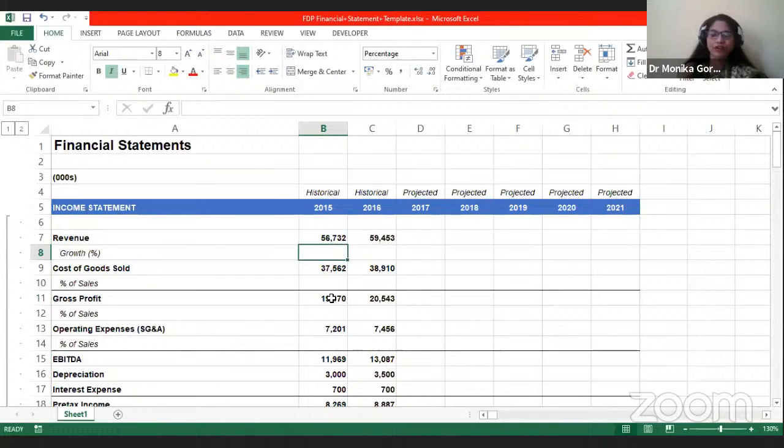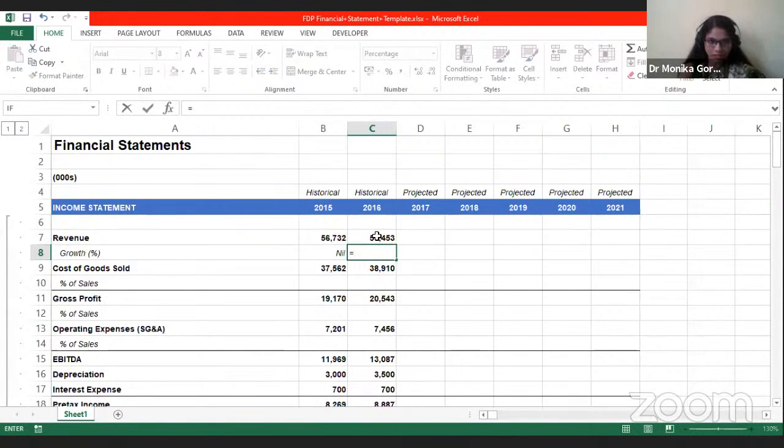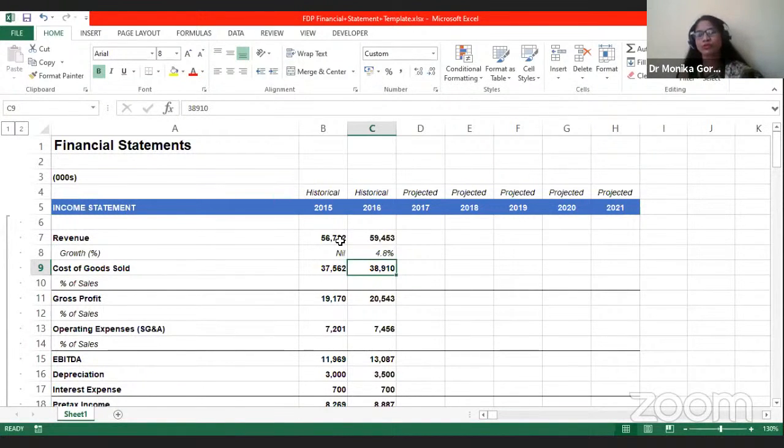So what is the growth rate? First I'll try to understand the growth rate. The first growth rate will be nil because I don't have the data of 2014. But for 2016, what is the difference between these two years, whether the revenue has increased or not? Current year revenue, that is 2016 revenue, divided by the previous year revenue minus 1, tells me that from 2015 to 2016 there was a growth of 4.8% in my actual net revenues. So the sales increased by 4.8% from 2015 to 2016.